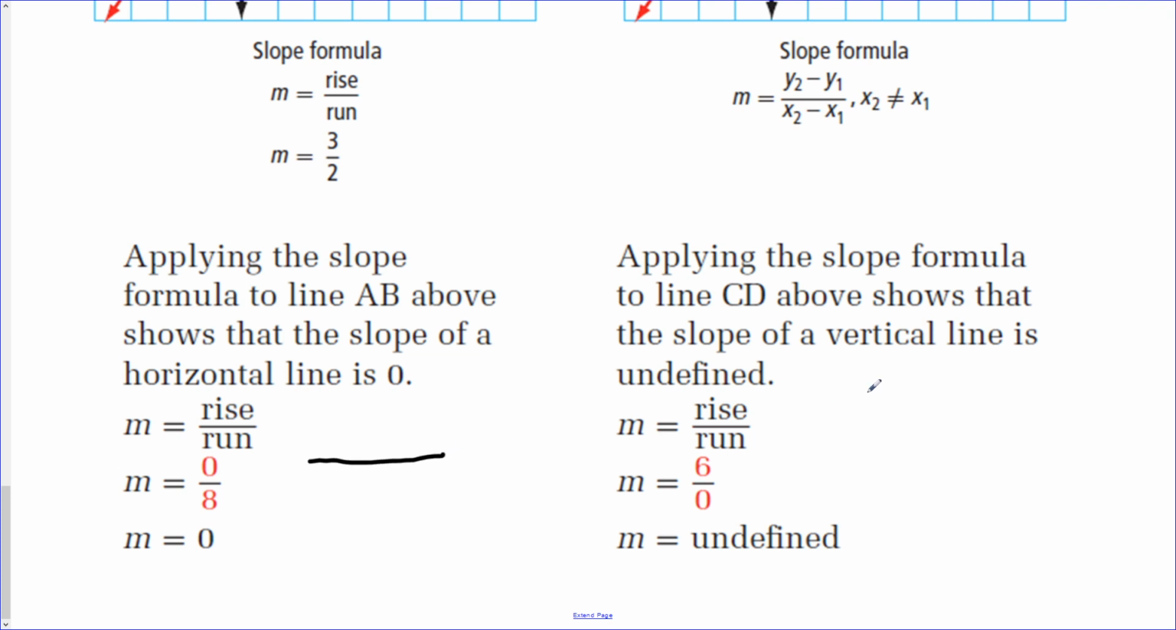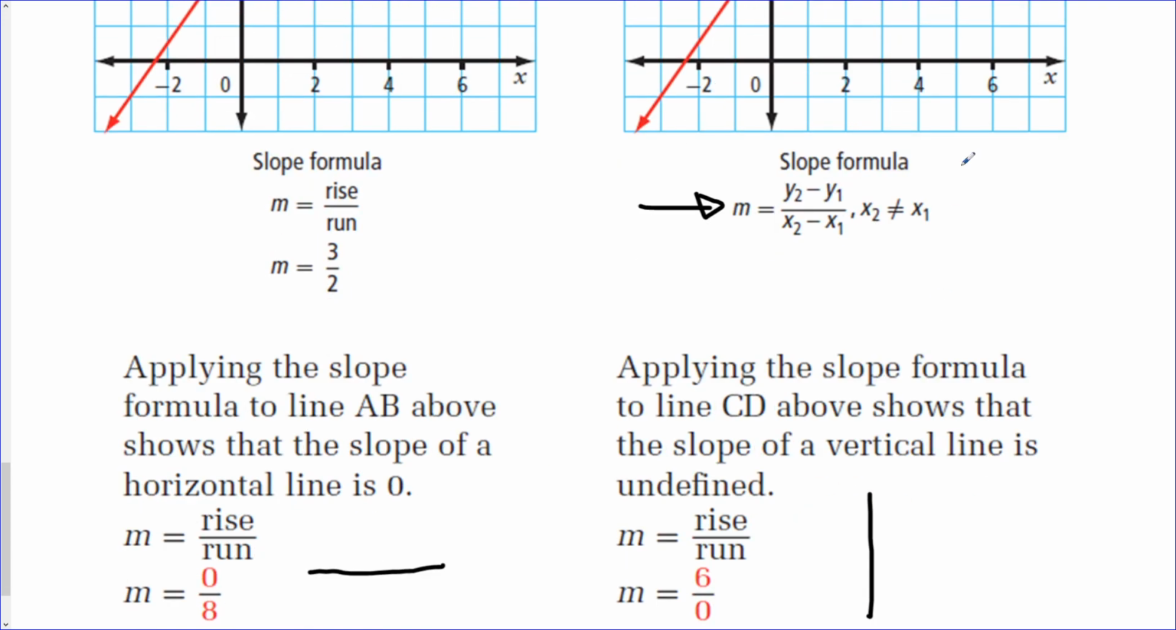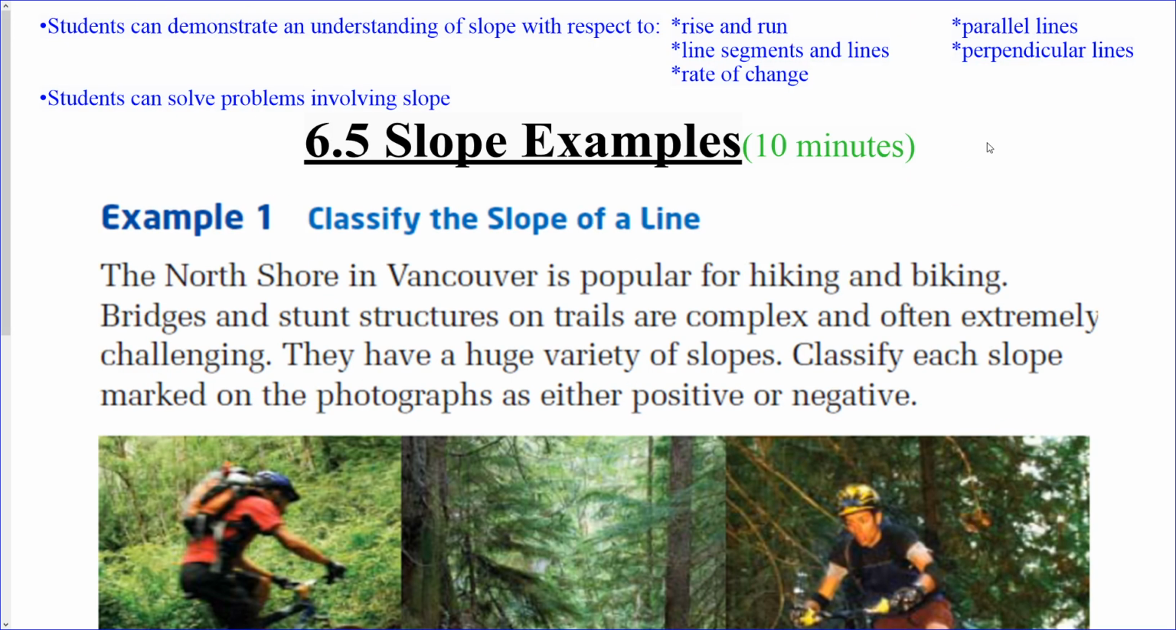The slope of a vertical line, a straight line up and down, is undefined because you're dividing by 0, and you're not allowed to divide by 0. Everything else, we just use our slope formula here to figure it out. Let's do some examples. Hopefully that will help.